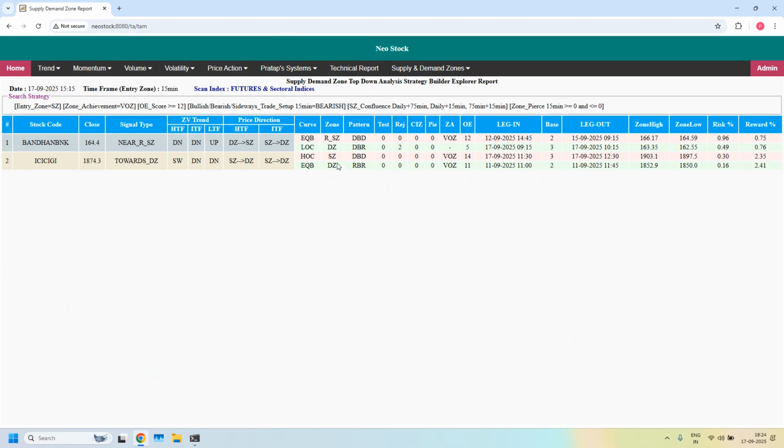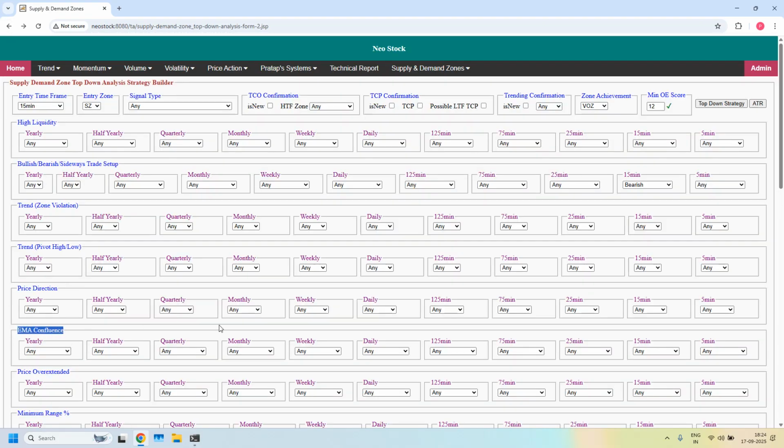In both the stocks, these 15-minute supply zones overlapped with 75-minute supply zone. Both together overlapped with daily supply zone. And daily trend is downtrend in only one stock. Let's verify if any daily supply zone has daily EMA confluence.